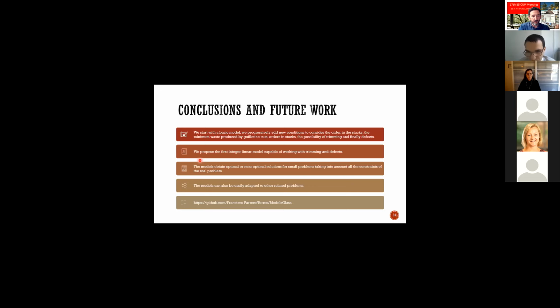The models obtain optimal or near-optimal solutions for small problems, taking into account all the constraints of the real problem. The models can also be easily adapted to other related problems, changing the objective function and a few other things. And all the source code and the models are at this GitHub address.